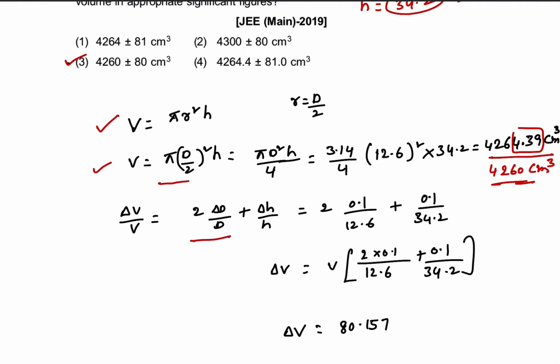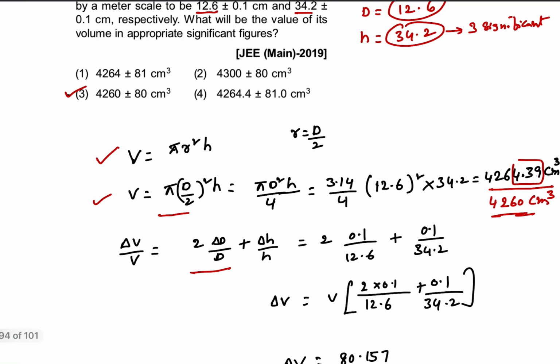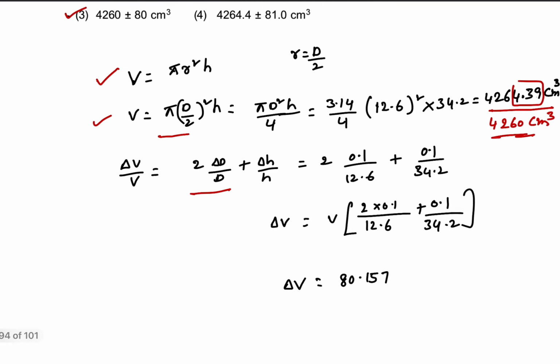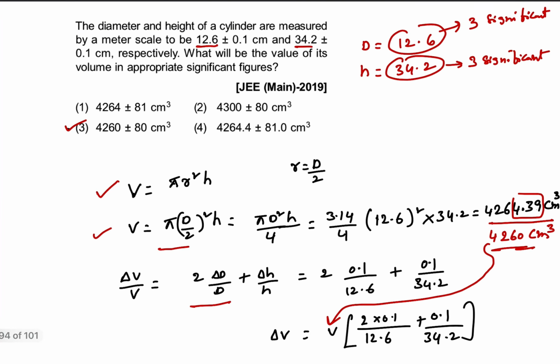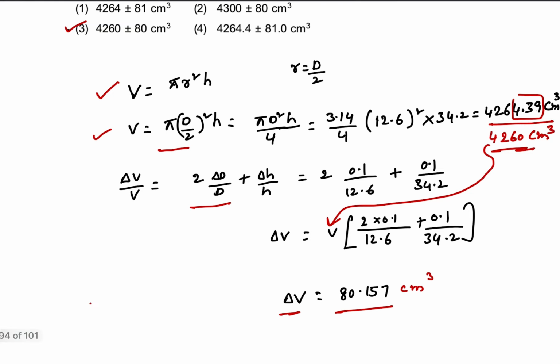Anyway, you can check the error also. You know that the relative error in volume is delta V by V equal to 2 into delta D by D plus delta H by H. Substitute the delta D value 0.1 and delta H value 0.1. If you substitute all the values and the V value, finally I am getting 80.157 centimeter cube. Everyone can do this calculation.